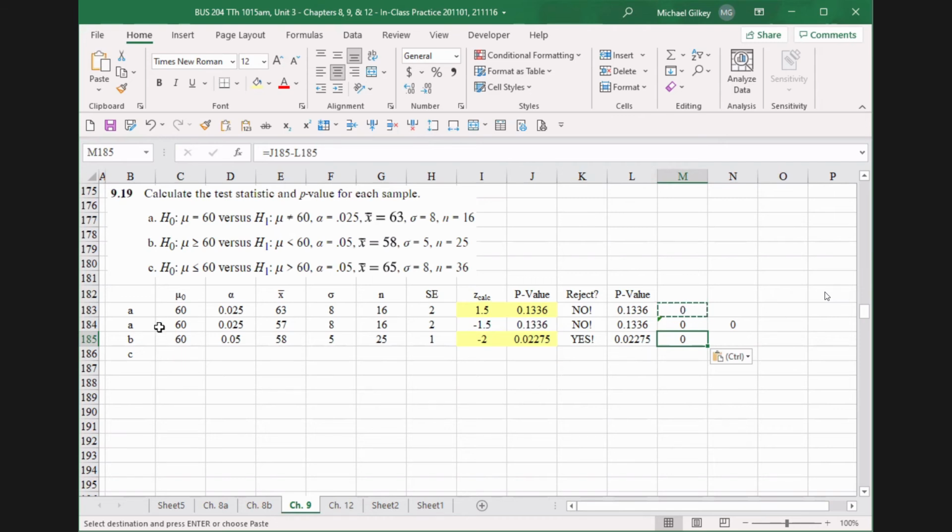Okay, if everybody's okay. So the last one says the null hypothesis is that the mean is less than or equal to 60. The alternative is that it's greater than 60. So is this a right tail, left tail, or two-tail test?